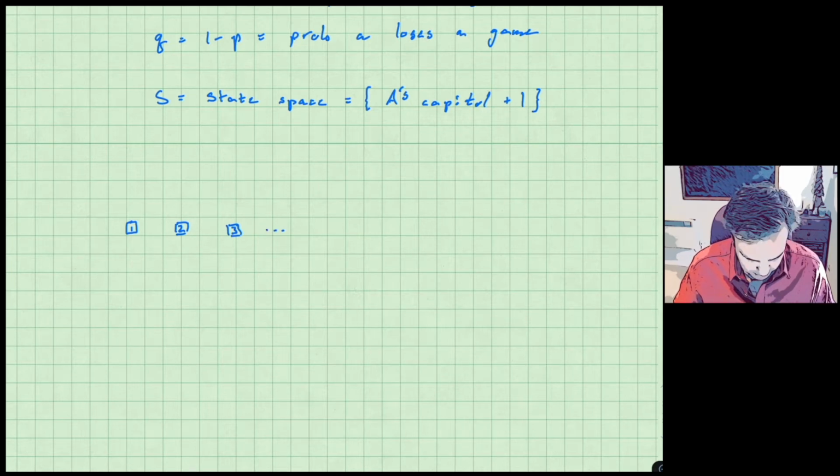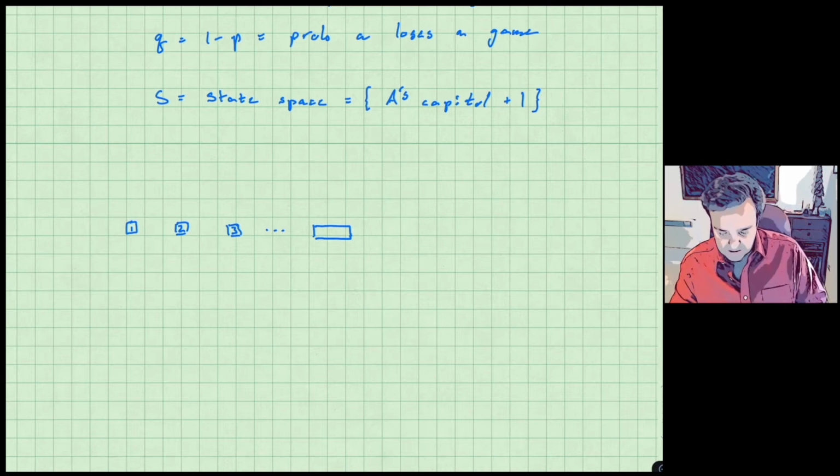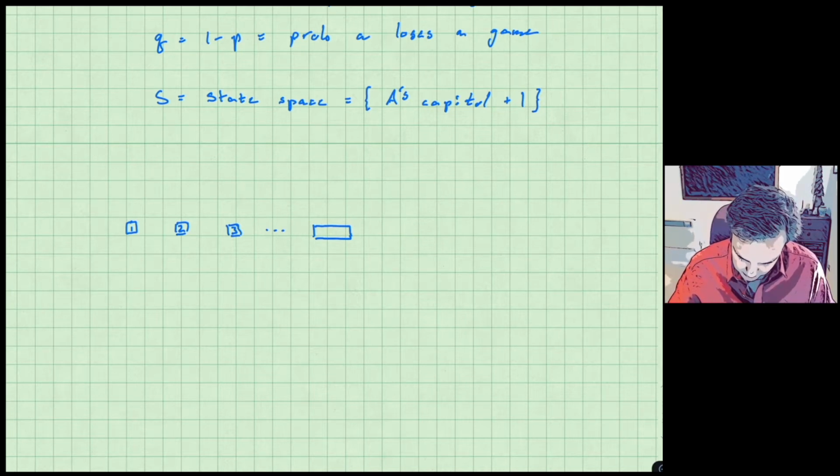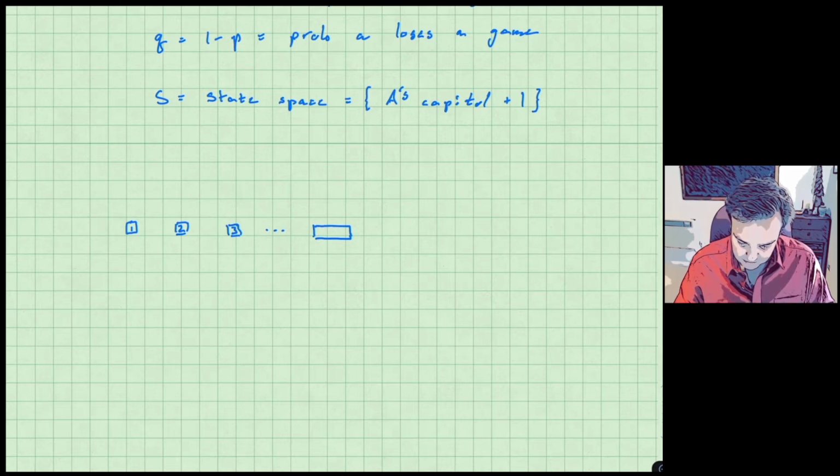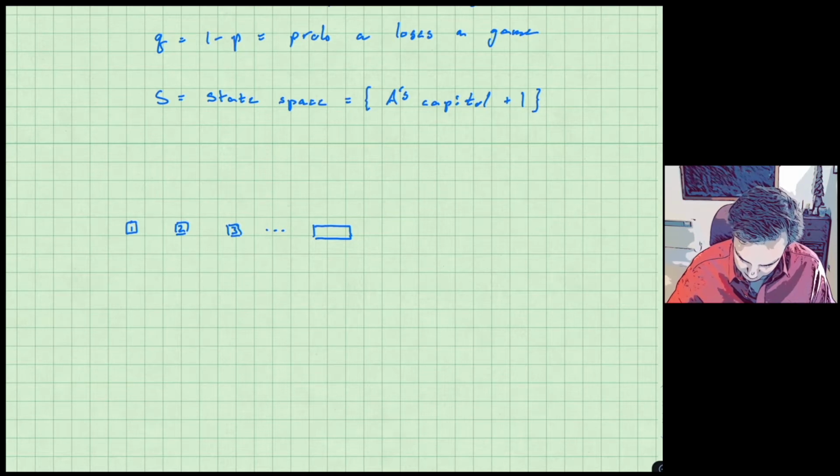And then all the way up to how high can we get? How many tokens can A have at most? It can have A plus B tokens, but this state label is not the label for the number of tokens, right? It's the number of tokens plus 1. So let's say this is A plus B. And then one box over will be A plus B plus 1, right?